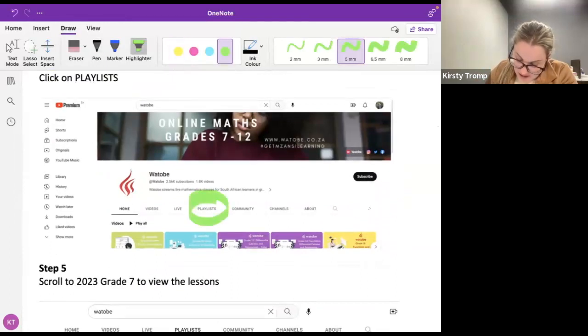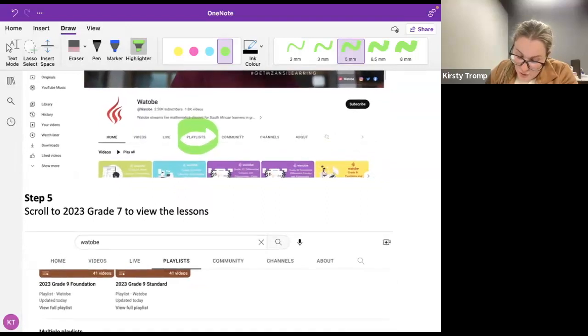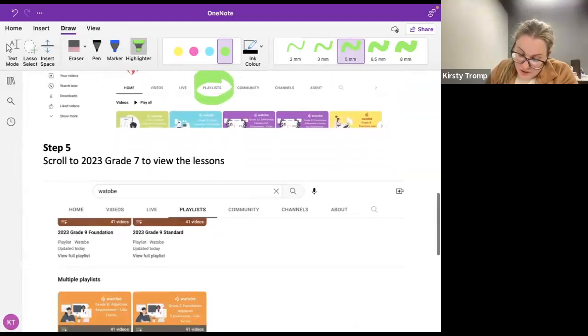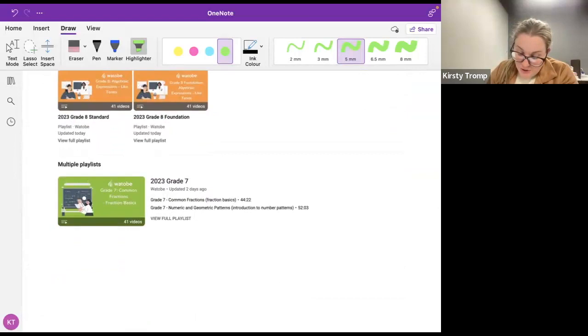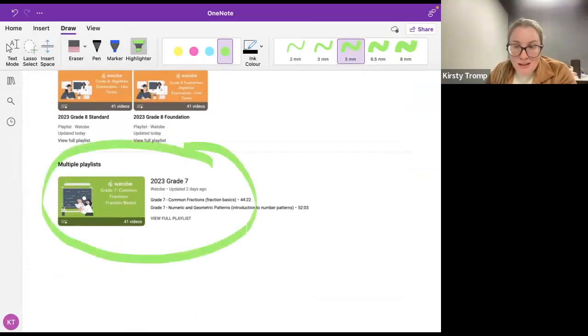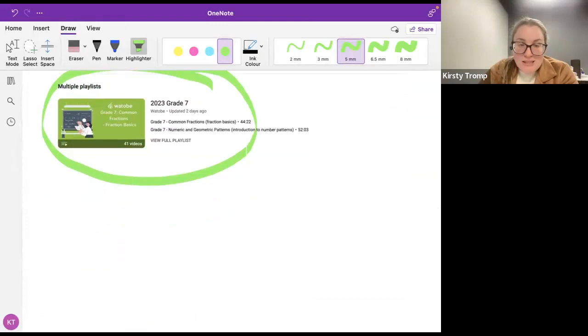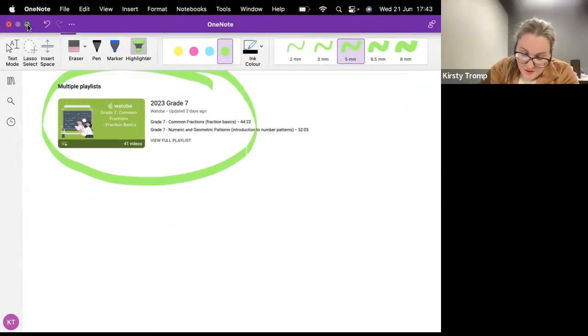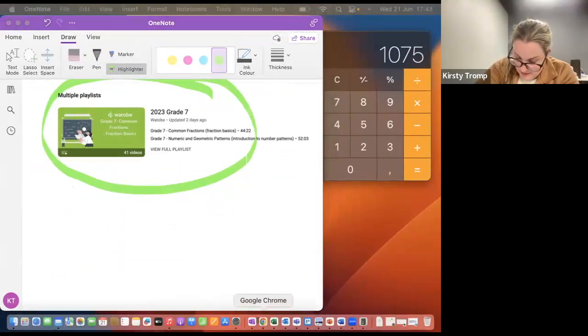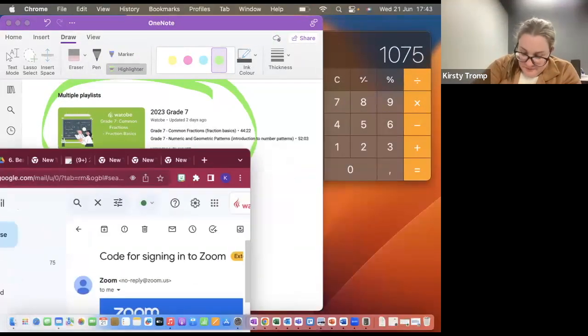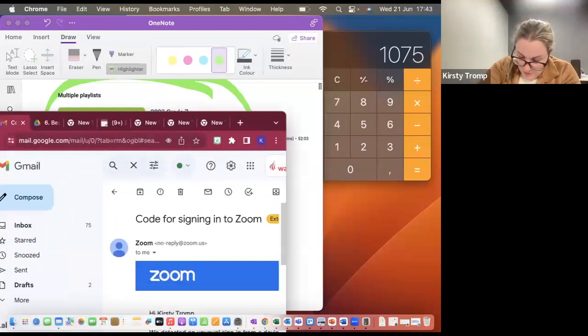You scroll all the way to the bottom to where it says 2023 grade 7, to view the grade 7 lessons. Our lessons are in this beautiful green color. Love the green. So that's where you'll find our grade 7 lessons. I'm going to do it for you now so that you can see that they are all there. I'm going to bring my internet across for you guys so you can have a look.